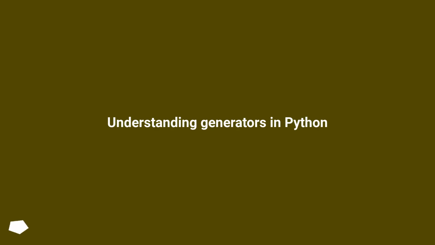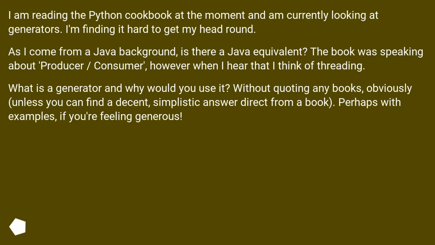Understanding generators in Python. I am reading the Python cookbook at the moment and am currently looking at generators. I'm finding it hard to get my head around.